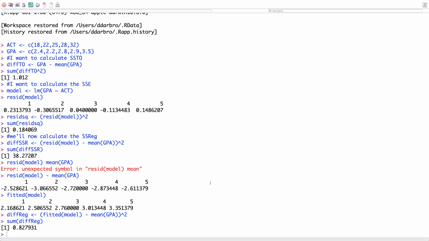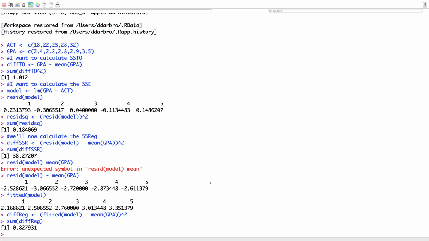So again, the sum of squares for the regression is the predicted value minus the mean. So the predicted value minus the mean, that's the fitted. And if we subtract the mean for the GPA, square each result and sum it up. Well, guys, the only thing I can imagine here is we're getting a rounding issue, and that doesn't make sense either.